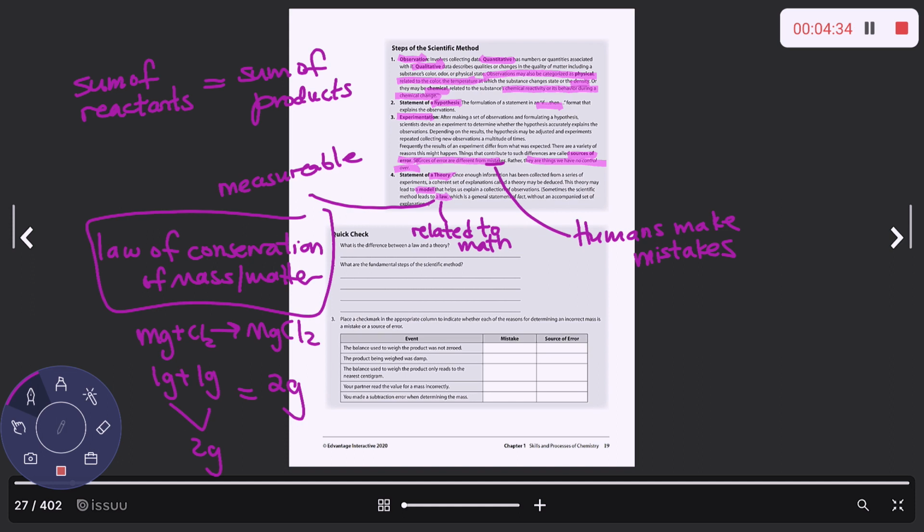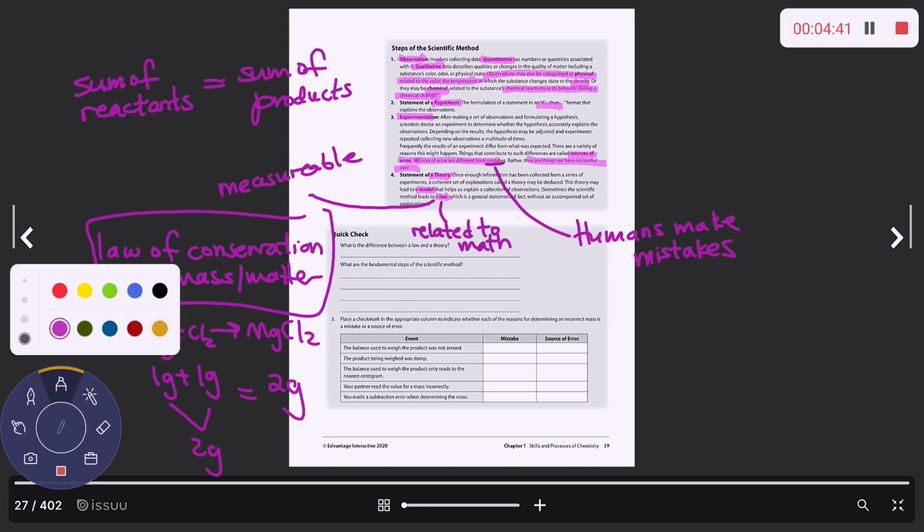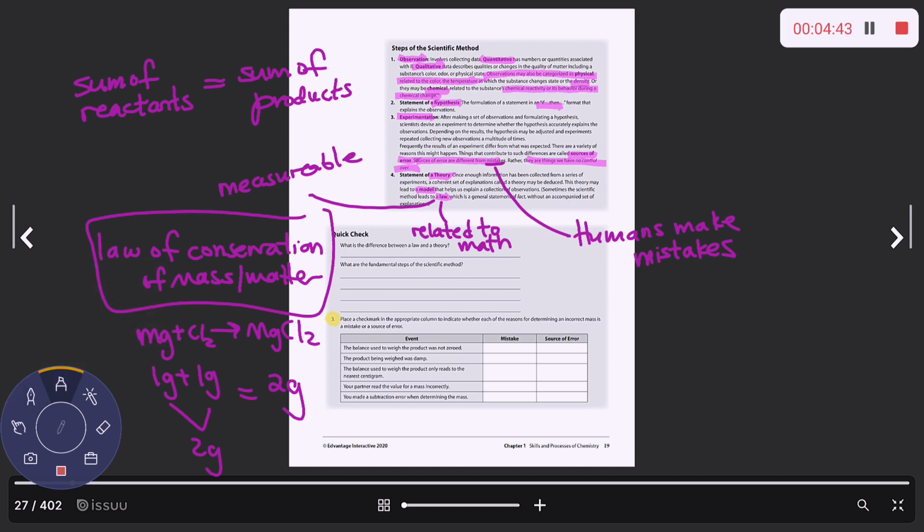Here's what I'd like you to do. I want you to do number 3 in the quick check. Okay. And let's see what you guys come up with.